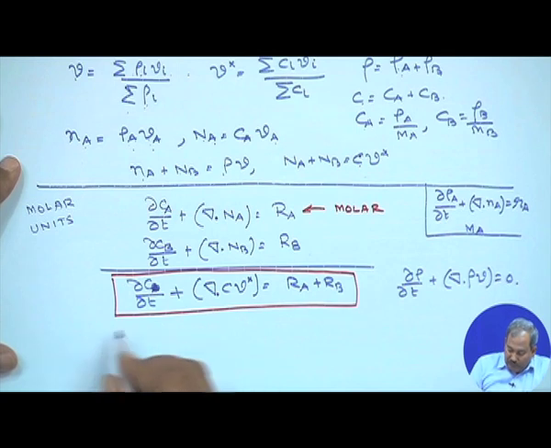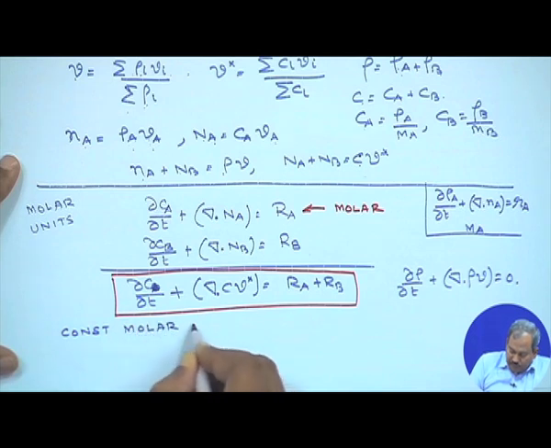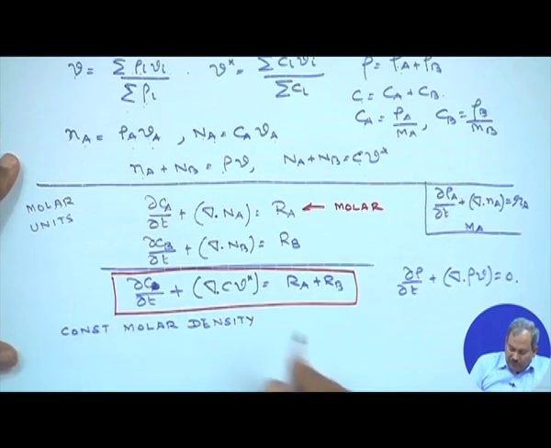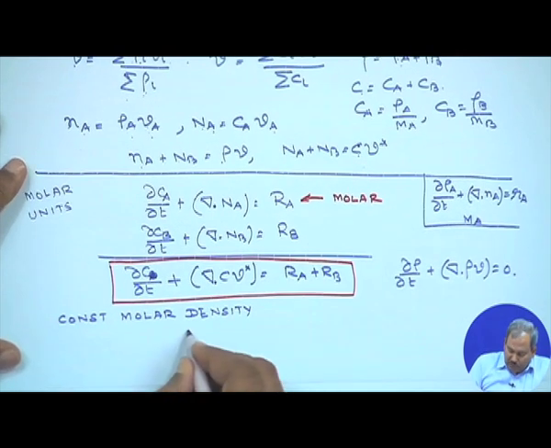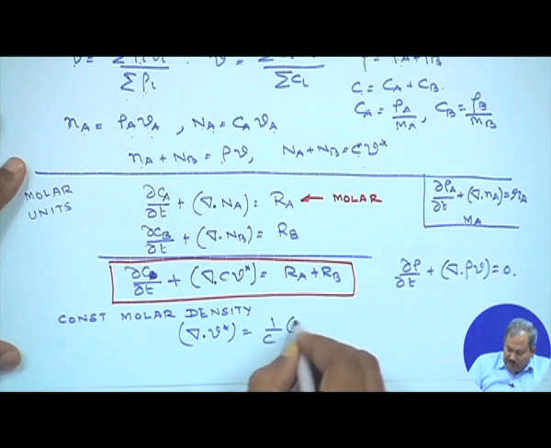So, if we have a system of constant molar density, this may not be equal to 0, constant molar density, that means C is going to be a constant. Therefore, you are going to get del dot V star is equal to 1 by C times Ra plus Rb.